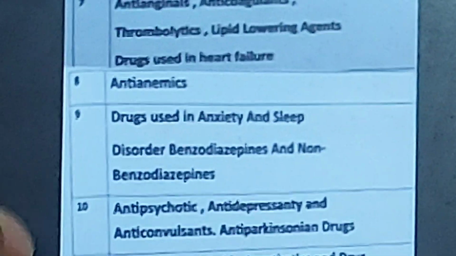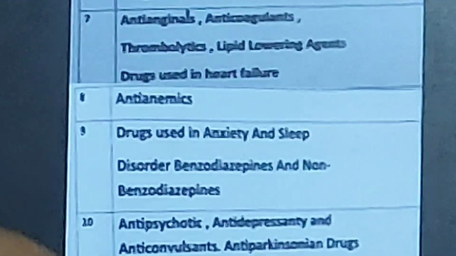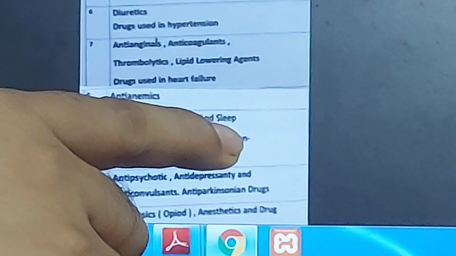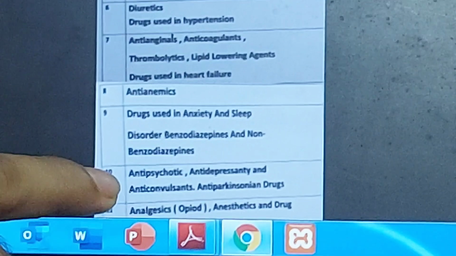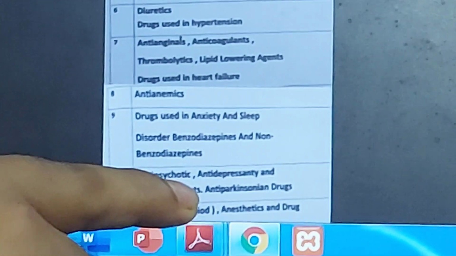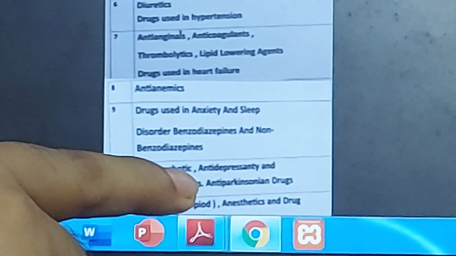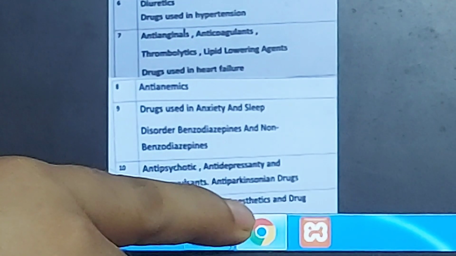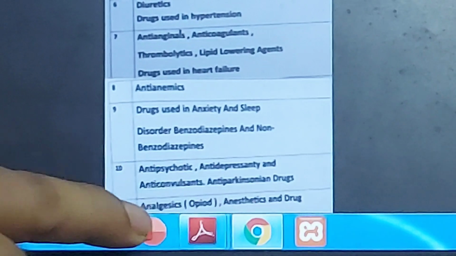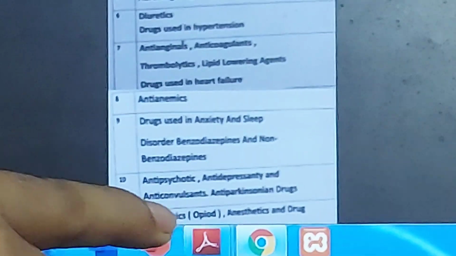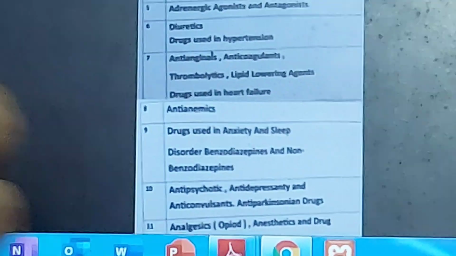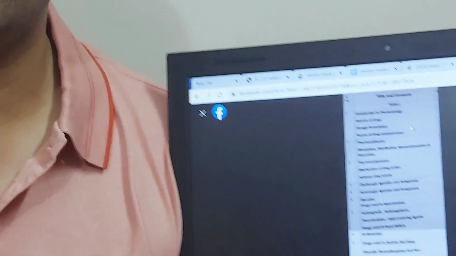And number 8 is anti-anemic drugs. Numbers 9, 10 and 11 are the CNS pharmacology. Here in CNS pharmacology, we can see drugs used in anxiety and sleep disorder, antipsychotic, antidepressant, anticonvulsant, antiparkinsonism, and finally the analgesic and anesthetic drugs, analgesic in the opioid. These are the items of pharmacology.